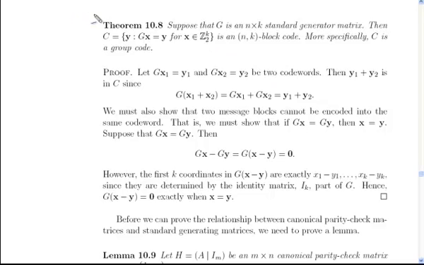Now this theorem expresses the other way of creating code words. Take a standard generator matrix, multiply it by all possible vectors of the right size, and you will obtain all code words in a group code. And this goes through the proof.